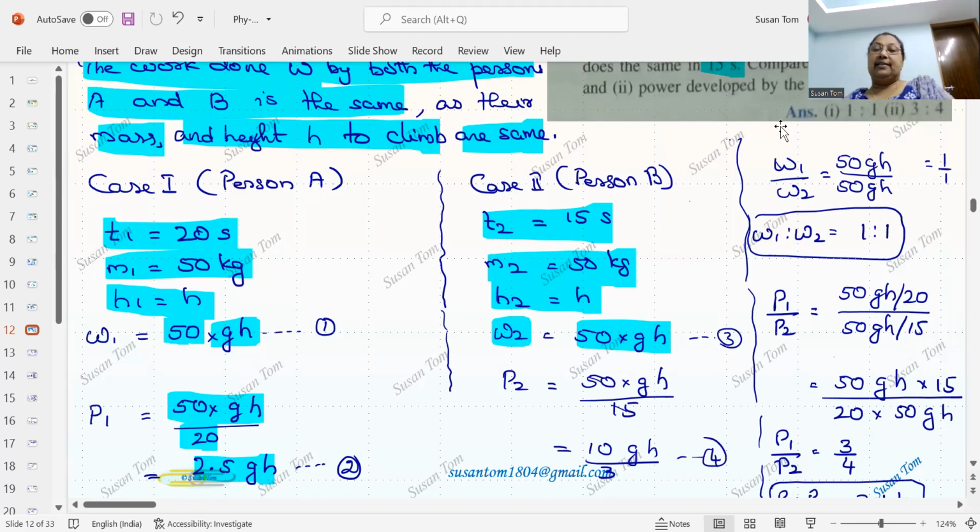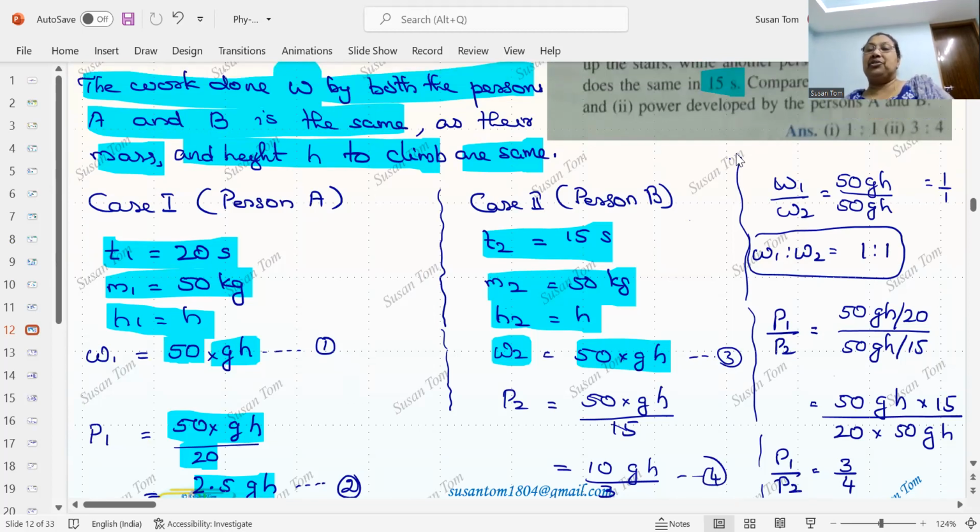To find the ratio, compare, means you want to find the ratio, children, the work done. So W1 over W2, you have to do 50 GH over 50 GH, 1 by 1. So the answer you write, W1 ratio W2 is equal to 1 ratio 1. Power, again P1 by P2 you do, you get this 3 by 4. How? The cutting you do.